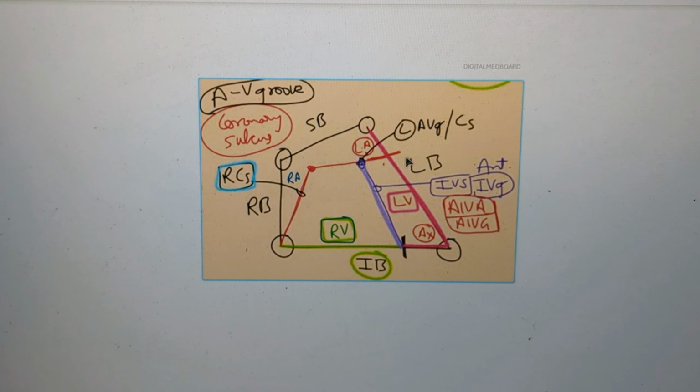You are looking at the front view of the heart, which has four borders. About 90% of the inferior border of the heart is formed by the right ventricle, while the remaining 10% is formed by the cardiac apex of the left ventricle.